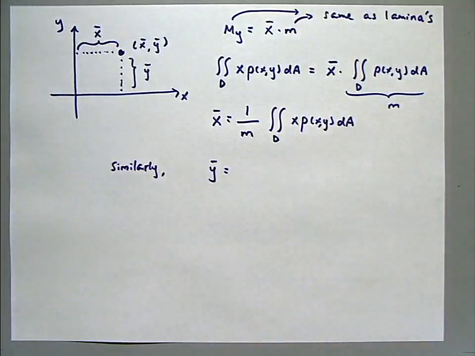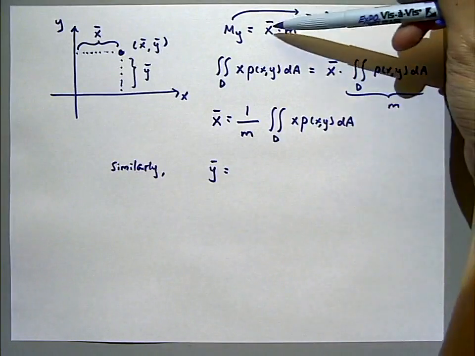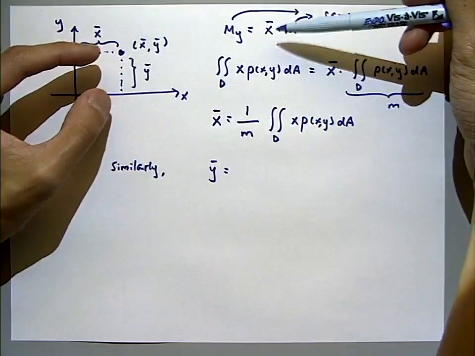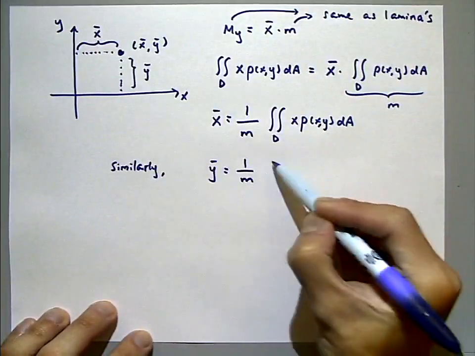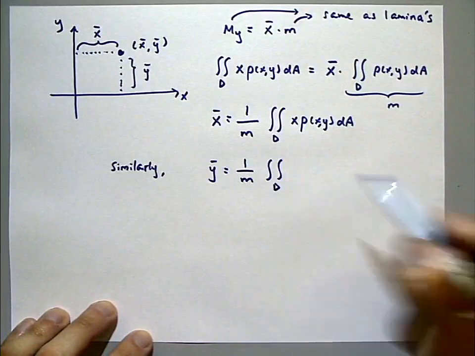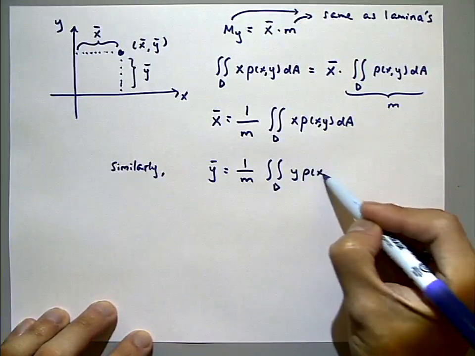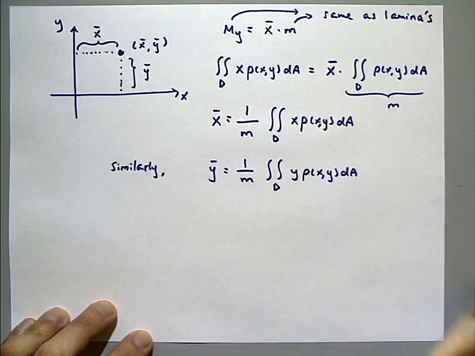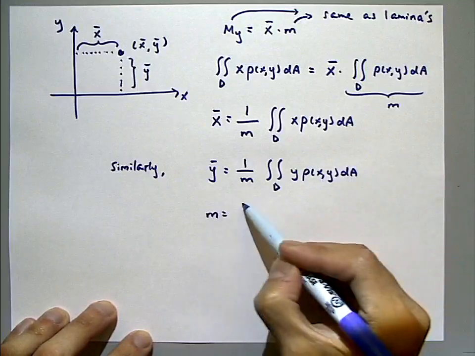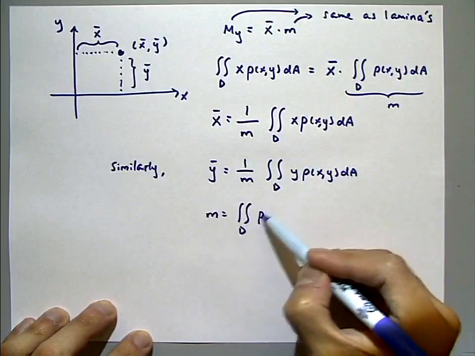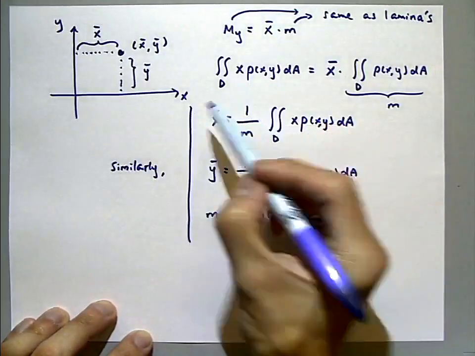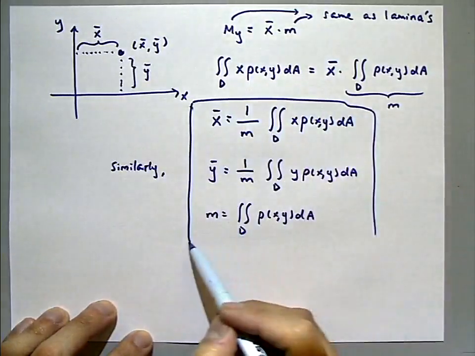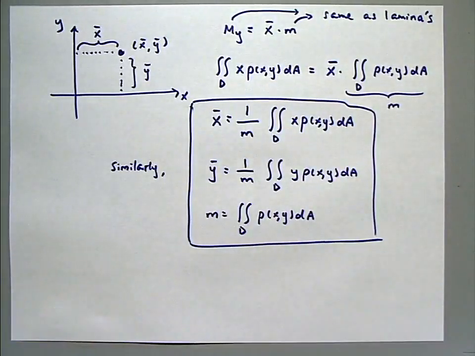And similarly for the y component of the center of mass, exactly the same idea, except we use the distance measured from the x-axis this time, which is y bar. You would get 1 over m times the double integral over D of y rho xy dA. And again, m is just the mass of the plate. All right, so this is how we find the center of mass.